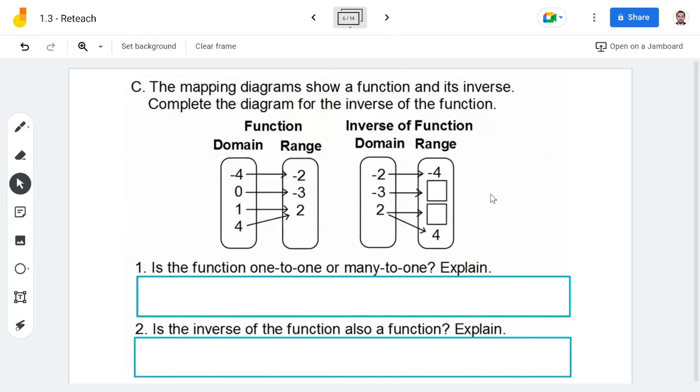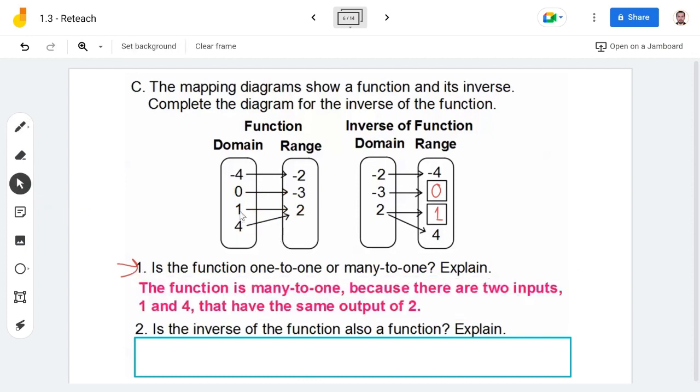Let's take this example. Now in this example, let's complete the mapping. Negative 3 goes with 0 and 2 goes with 1. Now let's see the first question. Is the function one to one or many to one? Explain. This is many to one because 1 goes to 2 and 4 goes to 2. So this one is many to one because the number 2 in the range has two domain elements. It's okay if a range element has two domain elements, but it's not okay if one domain element has two range elements.